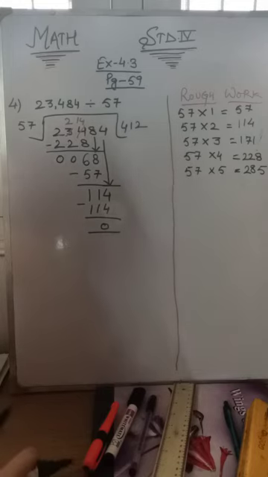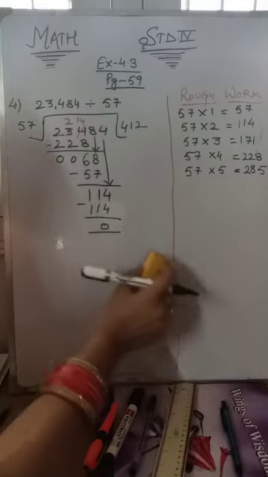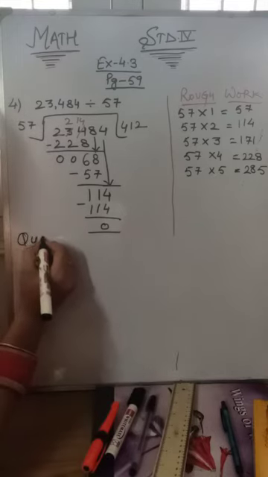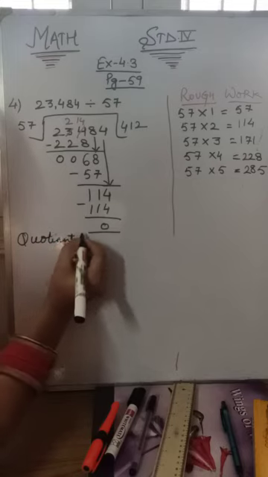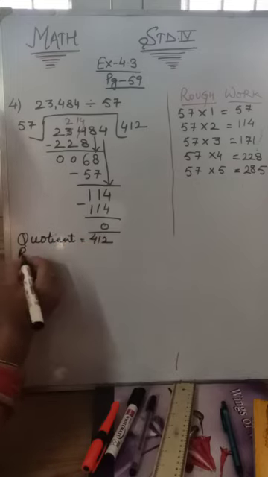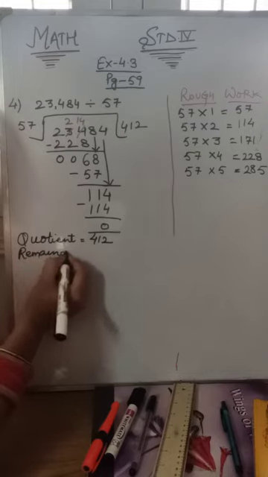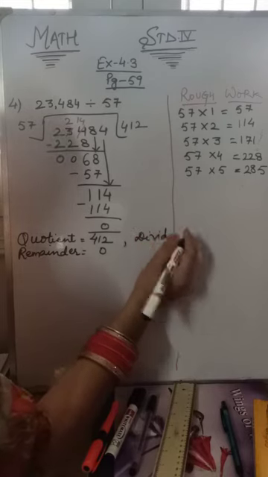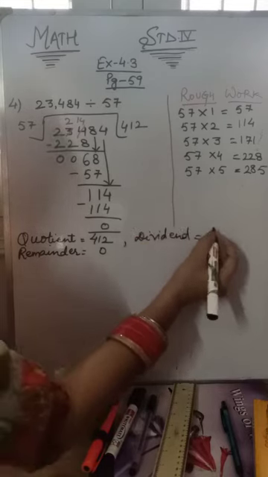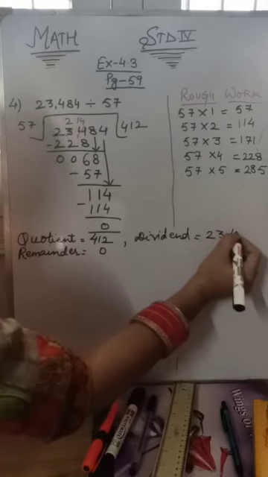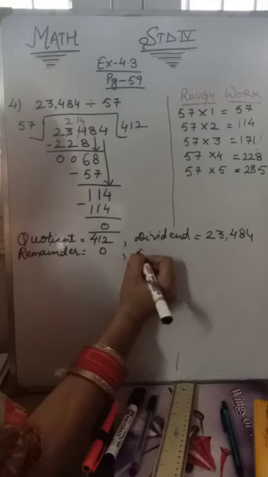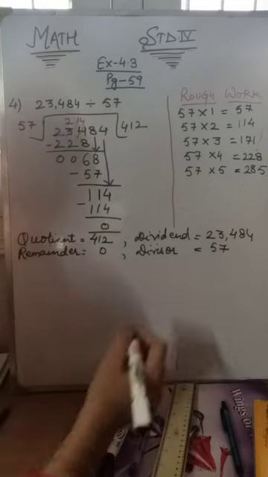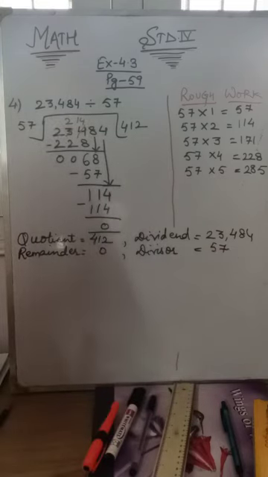We got our answer. Now we will write our components. First is quotient. The quotient is 412, the remainder is 0. The dividend is 23,484. The divisor is 57. Now let's start our verification.